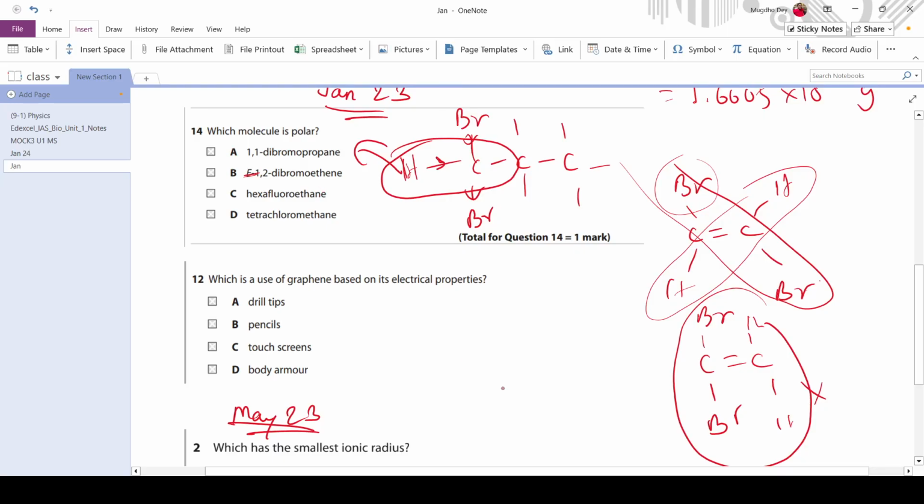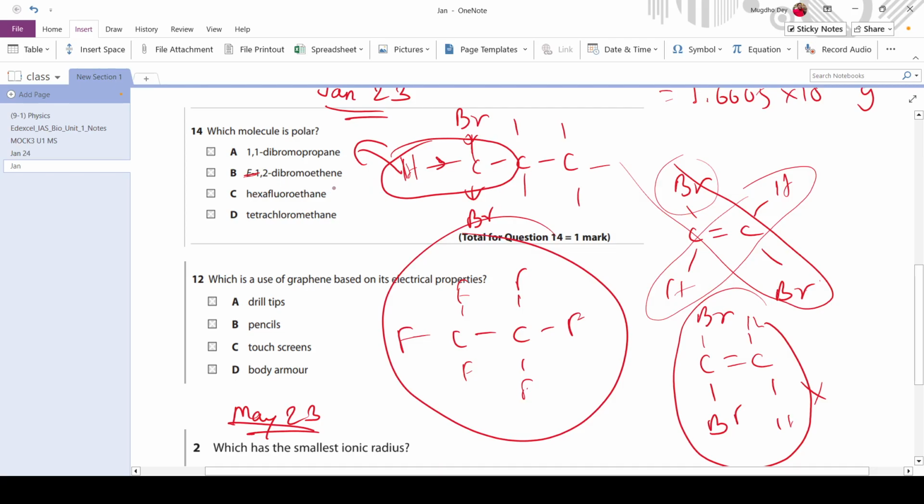And if I talk about hexafluoroethane, I think you can clearly see the whole thing is symmetrical. So that is non-polar, considering all of the identical atoms are connected to the central carbon atom. So that's gone, and this is also gone considering the two bromine atoms. This is non-polar considering both of these bromine atoms are present on the opposite side. Plus, they're connected on two different carbons.